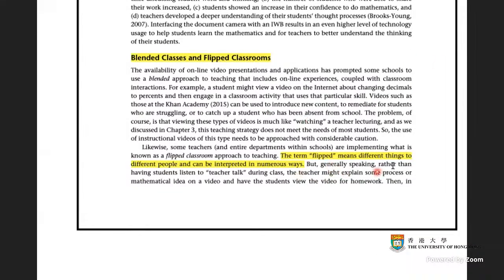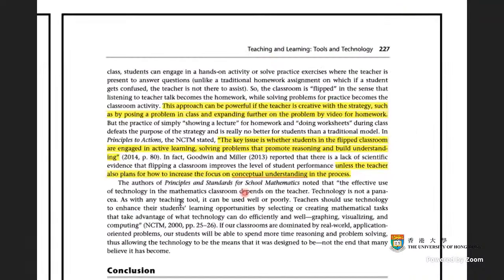And here, you can see the definition of flipped learning may not be so easily defined. And then later on in the rest of the paragraph, the author also highlights that it relies on the teacher's strategies in the classroom, creating a lot of useful activities to involve and engage the students. And one key idea is also about conceptual understanding.